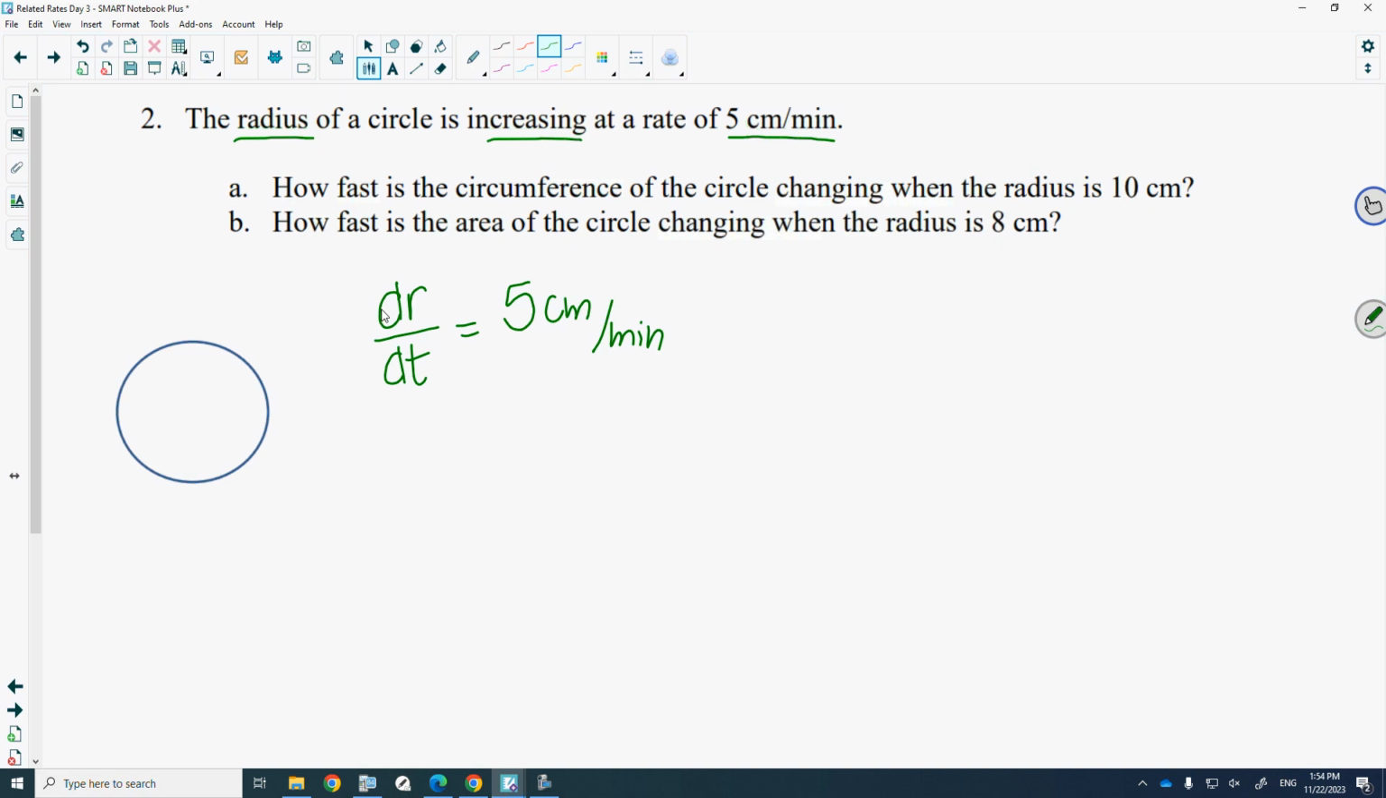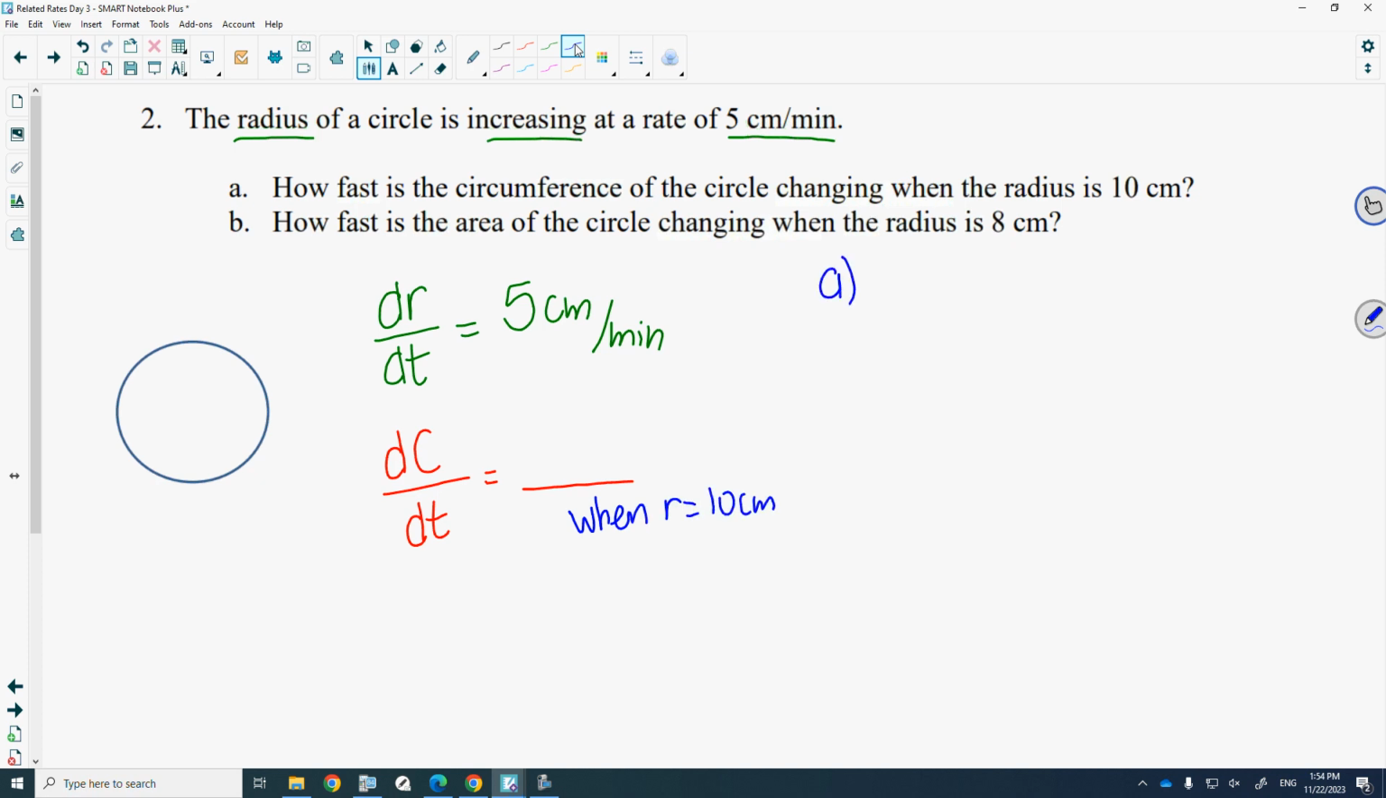Part A says, how fast is the circumference of the circle changing when the radius is 10 centimeters? So A wants to know the rate at which the circumference of the circle is changing with respect to time. And it wants to know when the radius is 10 centimeters. So when radius is equal to 10 centimeters.